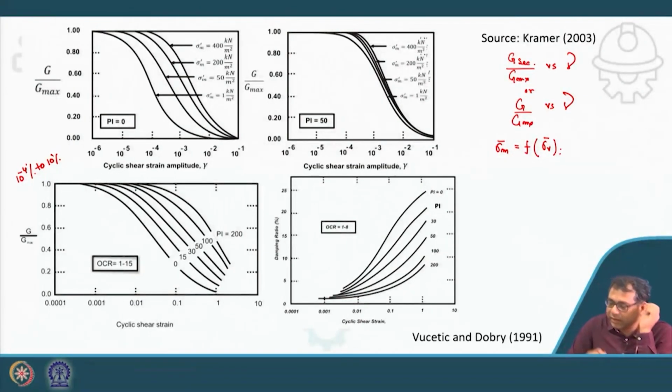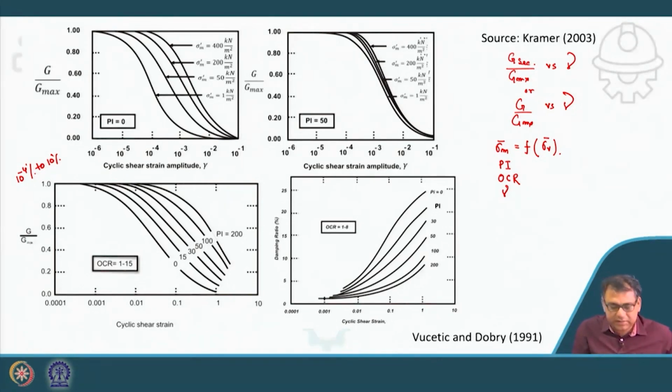Clear? That is one thing. It is a function of PI, the plasticity index. It is a function of OCR, the overconsolidation ratio, and obviously it is a function of strain level. In addition to that, it is a function of other factors, that is void ratio, aging, all those things. But these are the major things.